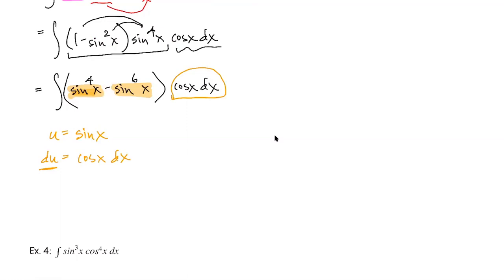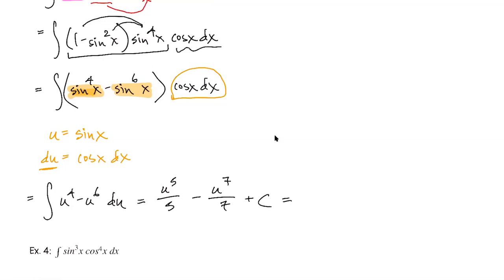And so now when we substitute things in, we'll end up with u to the 4th minus u to the 6th du. And that's a problem that I know you guys know how to solve, right? We're just going to use power rule. So we're going to get u to the 5th over 5 minus u to the 7th over 7 plus c.